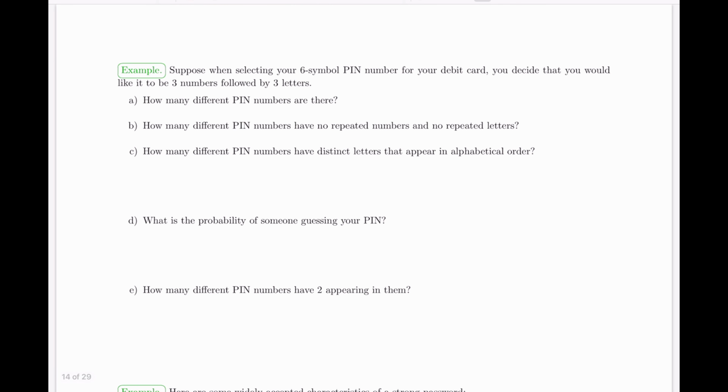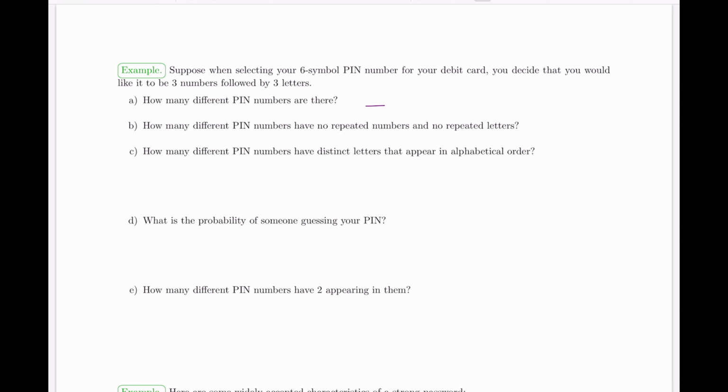Let's think about choosing pin numbers and what are the different ways to do so and why or why not some things are more secure than others. How many different pin numbers are there? Now, every system you use has different format for the pin numbers to be chosen. So in our case, we are looking at a 6-symbol pin number, and you decided you want it to be 3 numbers followed by 3 letters.